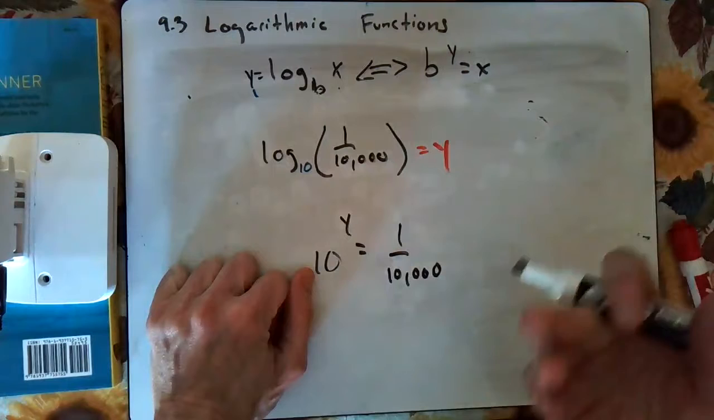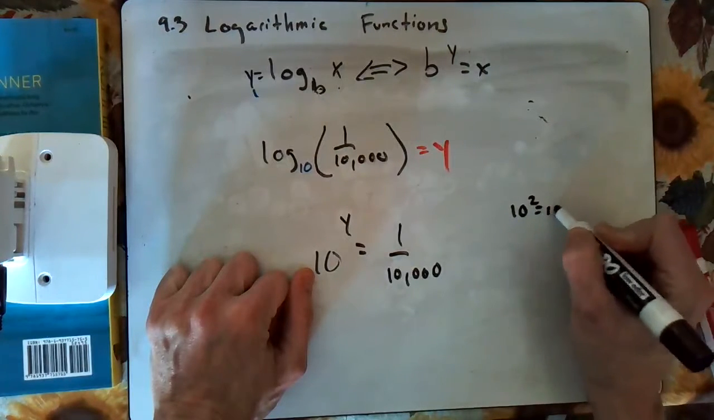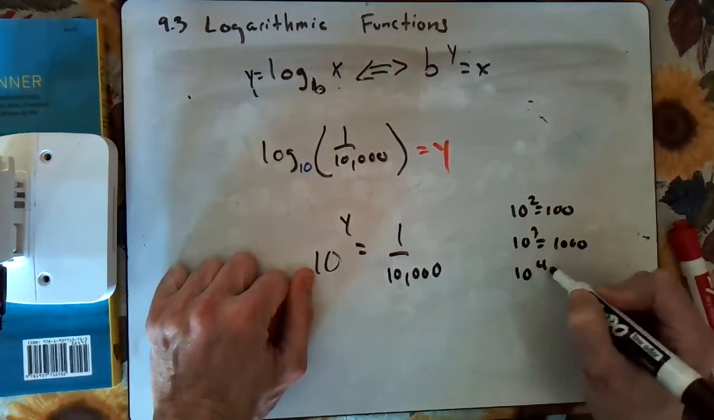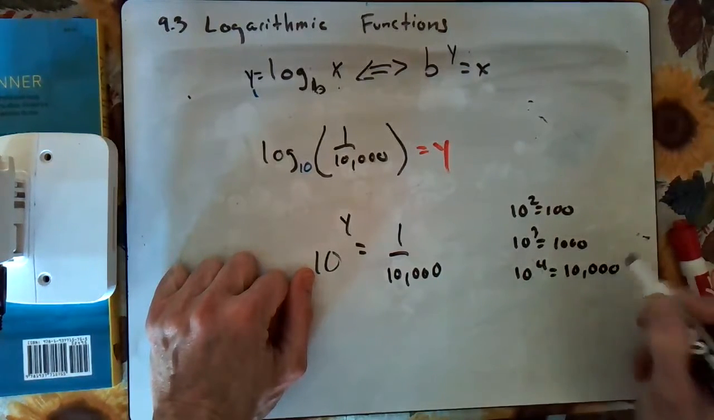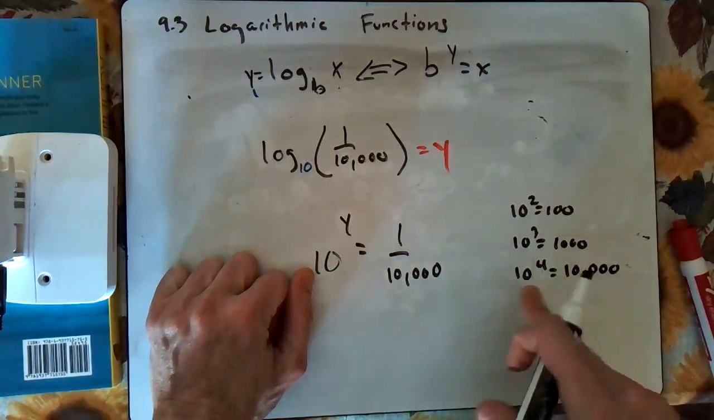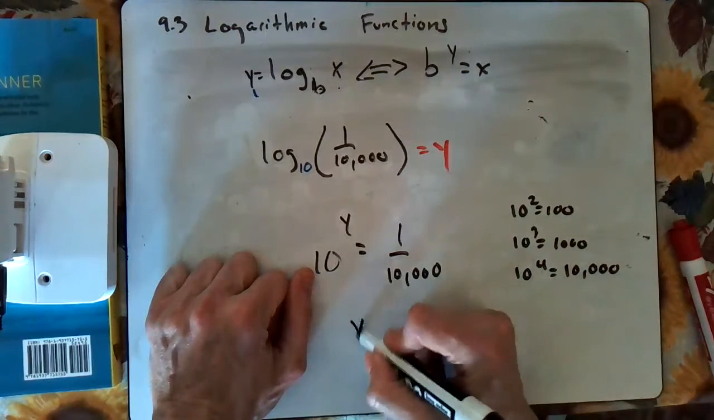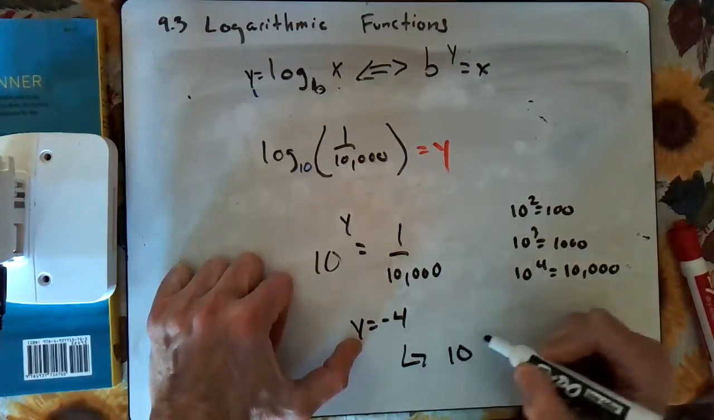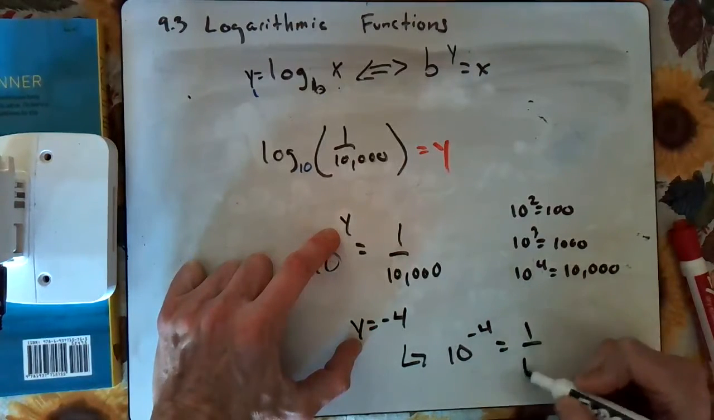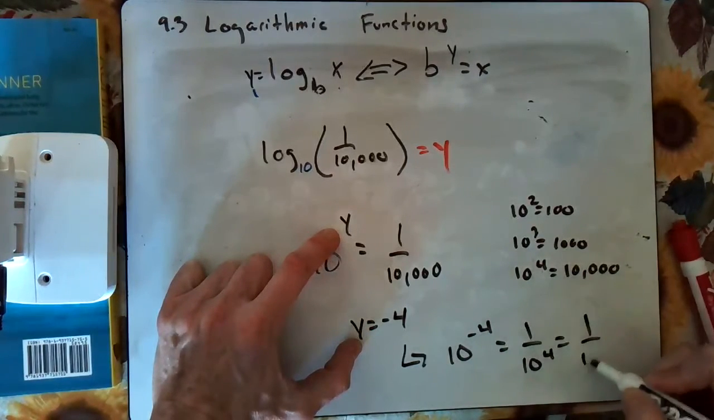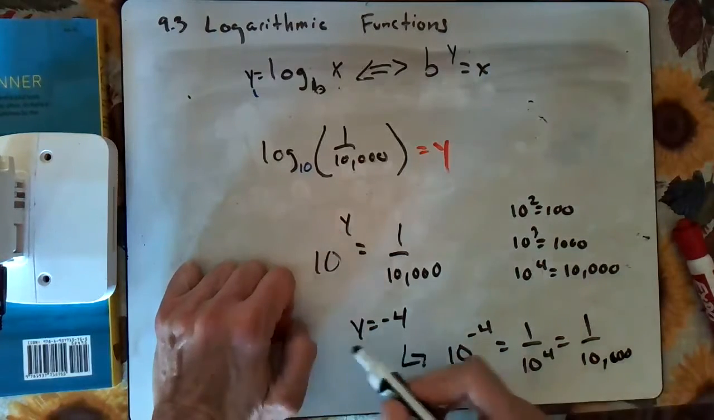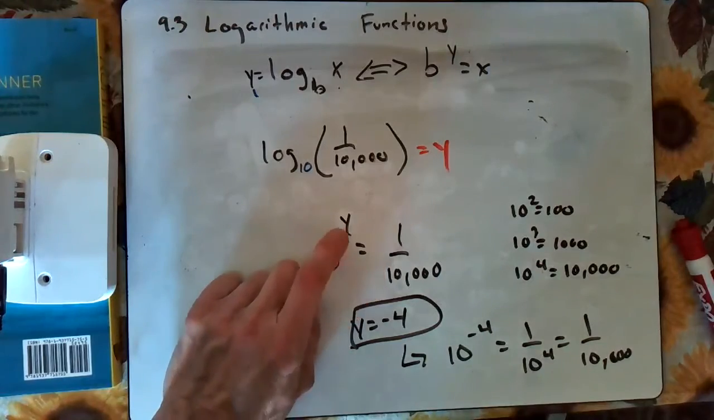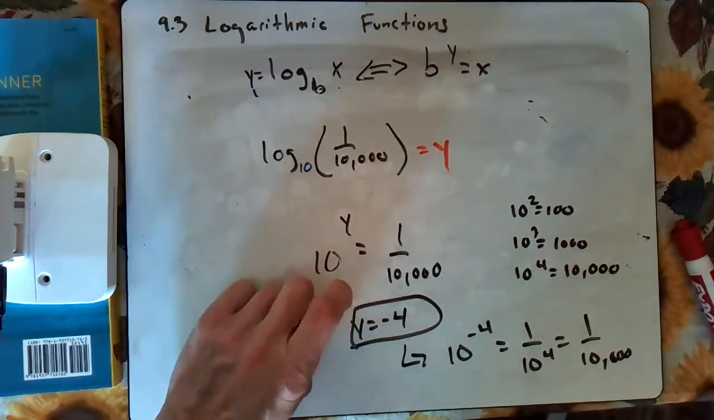We know 10 squared is 100. 10 cubed is 1,000. So 10 to the 4th is 10,000. So how can I make this 1/10,000 if I made the 4 negative? If y equals -4, that should work. If we check that, we get 10 to the -4th equals 1 over 10 to the 4th, which is 1/10,000. So this would be your answer, -4. So when you go from a whole number to a fraction via exponent, it also has to be negative.